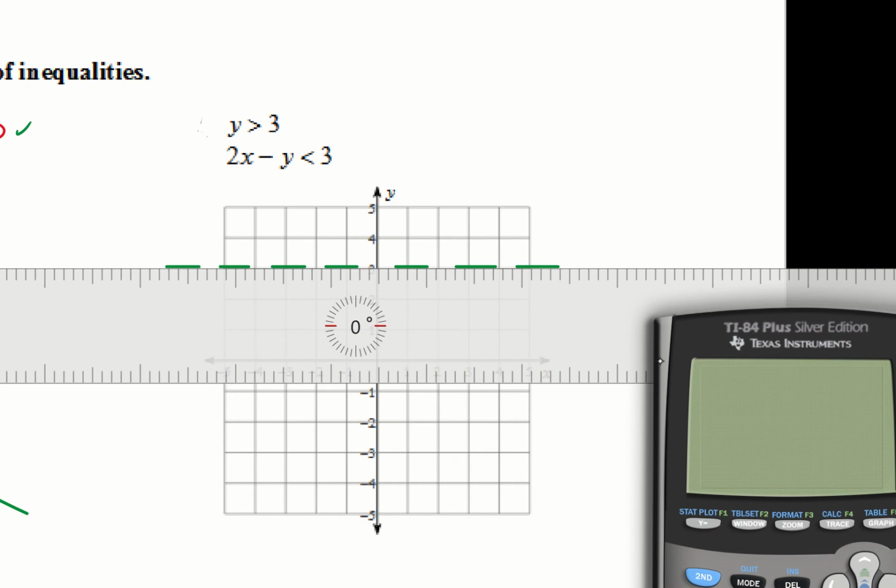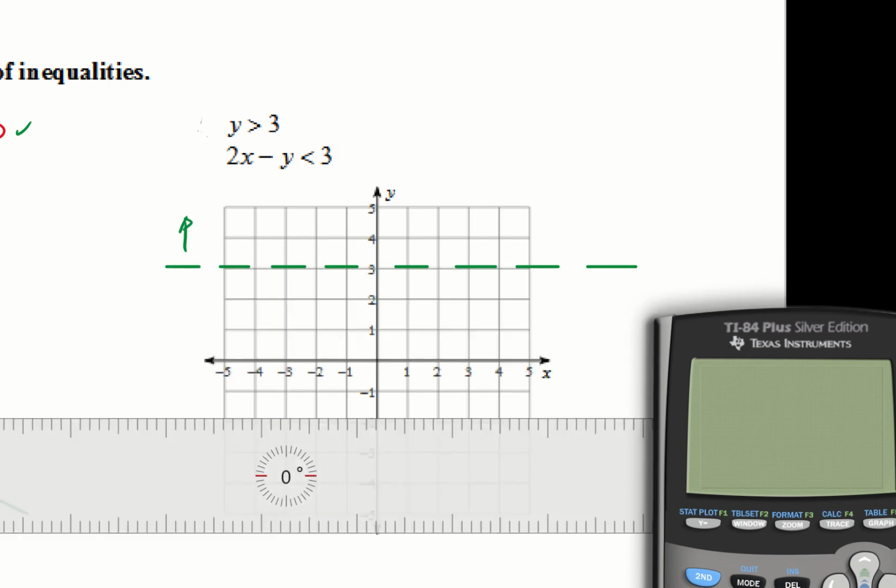All the points on that, y values are exactly 3. And I need y's to be more than the 3. So I'm shading clearly above these lines. So y is greater than 3 is the first.